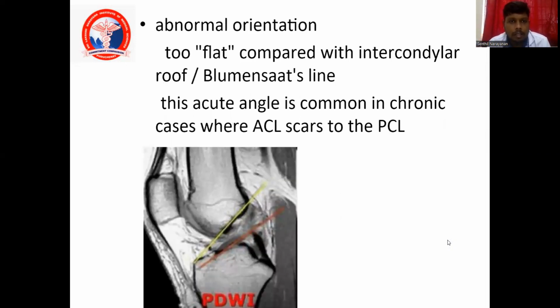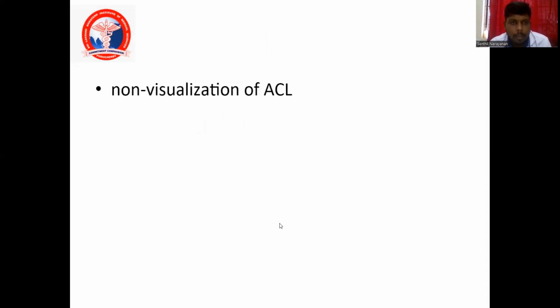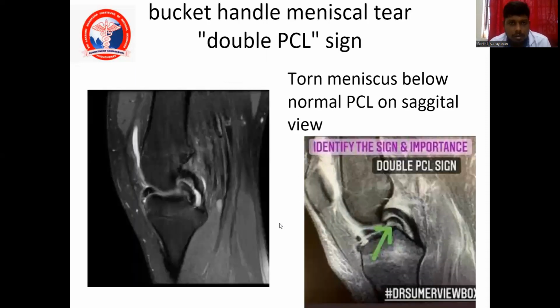Abnormal orientation is when the ACL fibers are too flat compared with the intercondylar roof or Blumensaat's line. Normal orientation should be steep. This acute angle is common in chronic cases where the ACL scars to the PCL. So non-restoration of the ACL is also one of those findings.